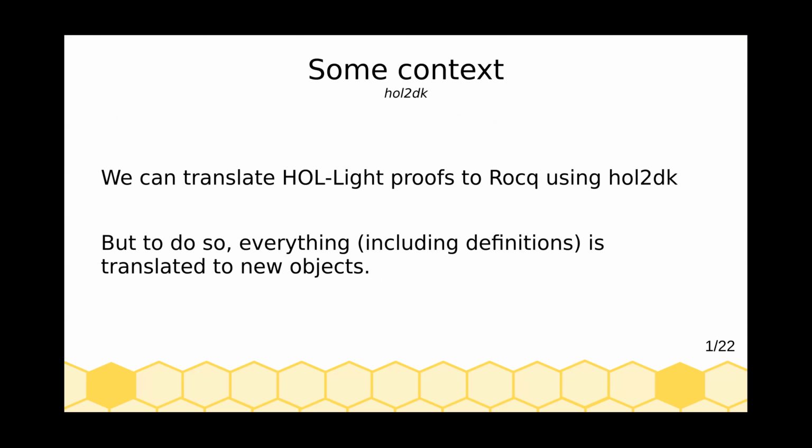We are using a tool called HOL2DK that was written by Frédéric that translates HOL Light proofs to Rocq. But to do so, we translate absolutely everything. So for example, if we have a theorem talking about lists and the length of a list, it would be translated not to a theorem talking about Rocq's length of lists, but instead about a new object that is the translation of the length of a list from HOL Light. But we'll see how we can remedy that by talking a little bit about how HOL Light defines objects.